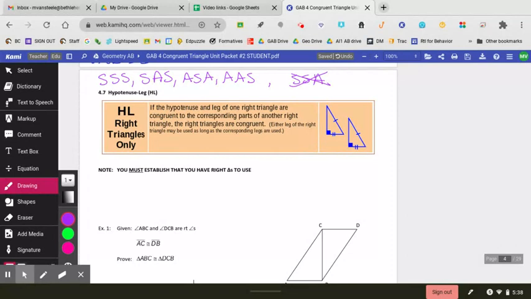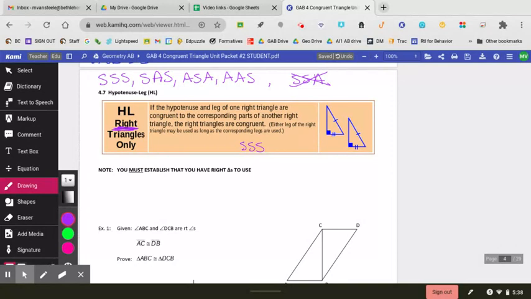Because to use hypotenuse leg, you need to know you have a right triangle. Hypotenuse leg can only be used in right triangles. So this is a special case of side-side-angle because we have the right angle and then two sides that do not include that angle. However, because it's a right triangle, it's actually a special condition of side, side, side, because we know the Pythagorean theorem in right triangles would allow me to find the missing side.